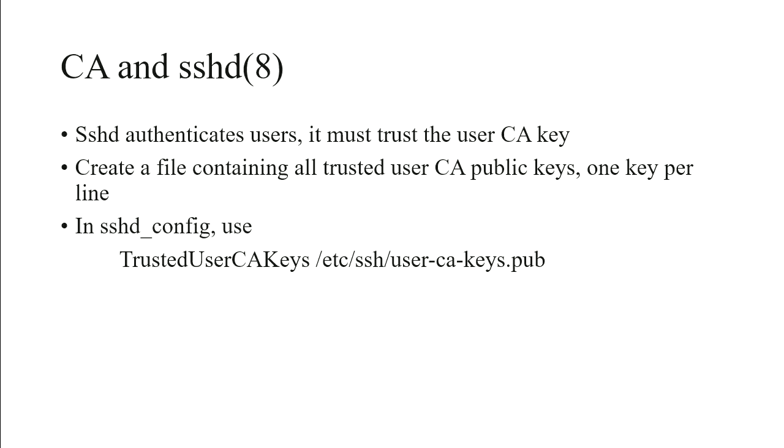So, sshd authenticates users. It must trust the user certificate authority. So, create a file that contains all of the trusted user certificate authority public keys, one key per line, and in sshd_config, use TrustedUserCAKeys. And that's really it.